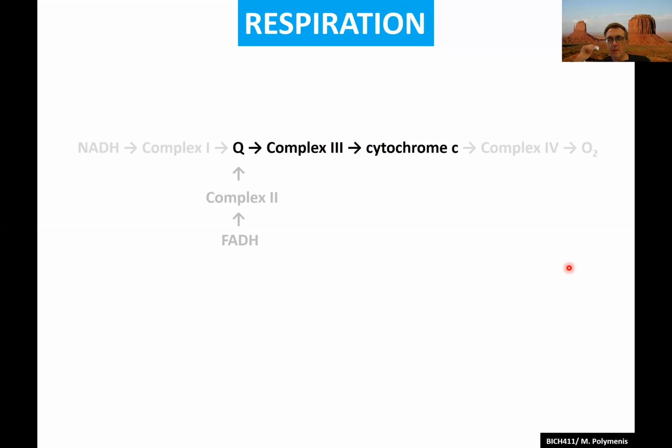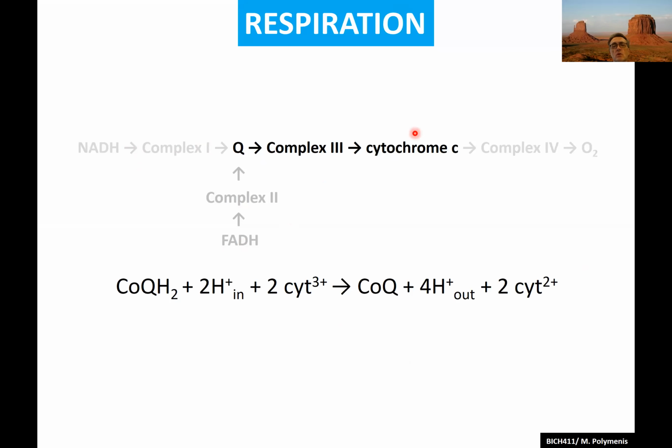Hi everyone. In this video, we're going to continue our tour of the electron transport chain, and we're going to go into more detail on what happens to Q, coenzyme Q, that reduced. It received the electrons from complex 1 or complex 2, and now the job of complex 3 is to take the electrons from Q and pass them on to cytochrome C. So let's see how that happens.